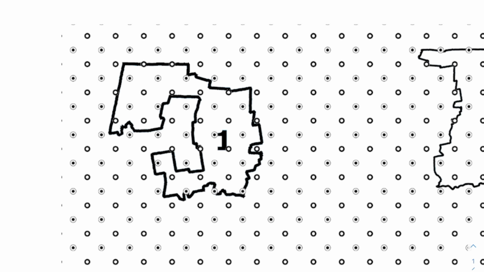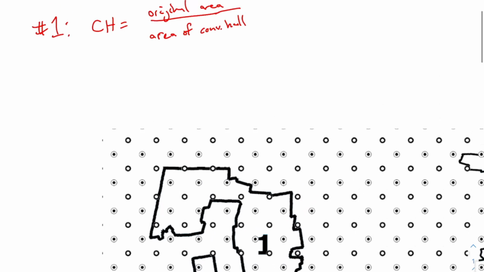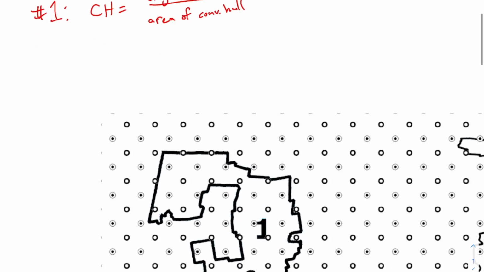So anyway, let's try to find the convex hull ratio of District 1. Remember what it is. It's the original area divided by the area of the convex hull, right? So first I will count up the original area. What you've got to do is count the dots, and I'm going to mark them off with my pencil, and I'm going to count them out loud, which will mess you up if you're counting them in your head right now. Sorry to do that.